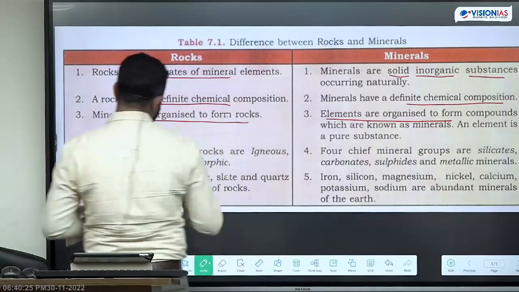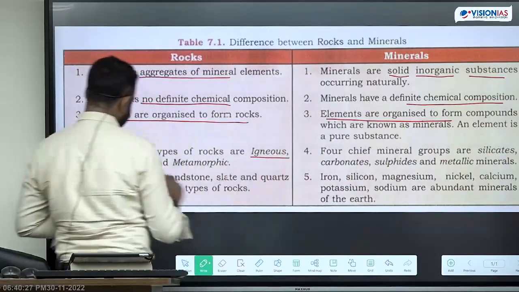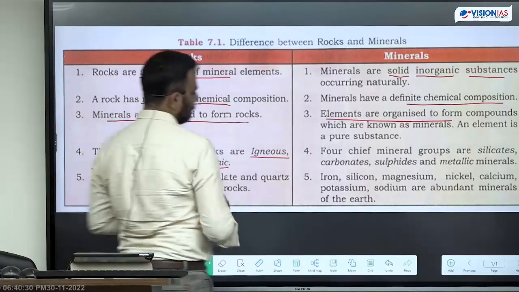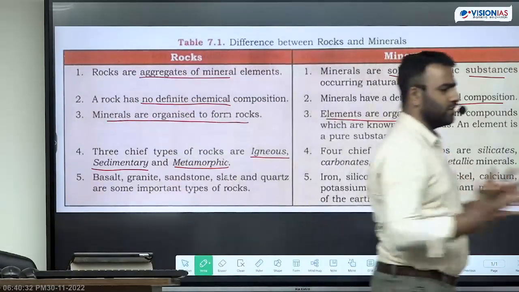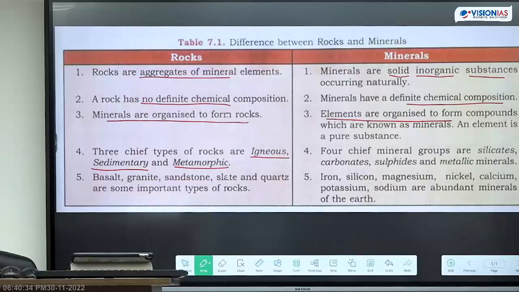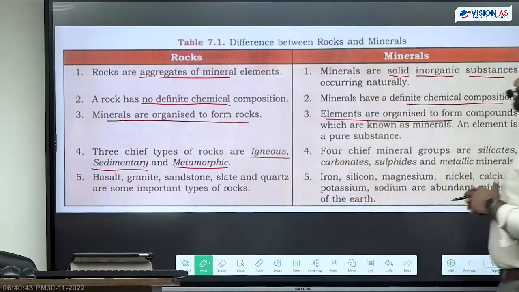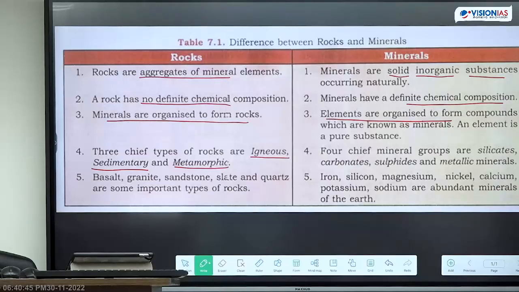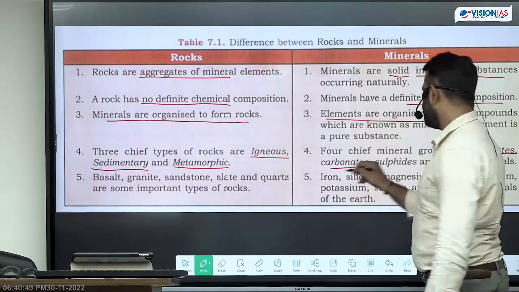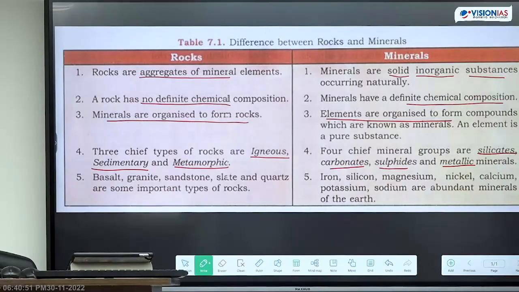There are three types of rocks: igneous, sedimentary, and metamorphic. All the rocks can be clubbed together into three groups. Major groups तो तीन ही है. The rest everything is subcategory of these. There are three types of rocks: igneous, sedimentary, and metamorphics. There are four major mineral groups. I'm talking about the groups: silicate groups, carbonate groups, sulfide group, and metallic groups. Okay? The minerals are grouped in this manner.